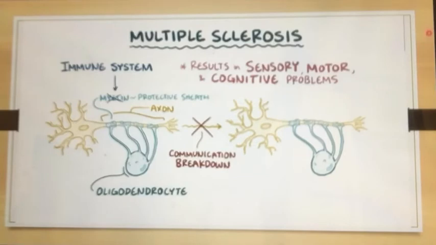In multiple sclerosis, demyelination happens when the immune system inappropriately attacks and destroys the myelin, which makes communication between neurons break down. Ultimately, this results in sensory, motor, and cognitive problems.